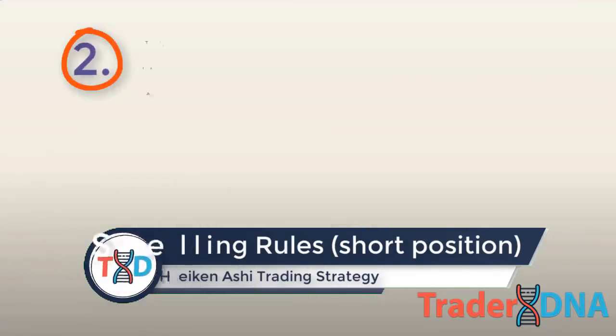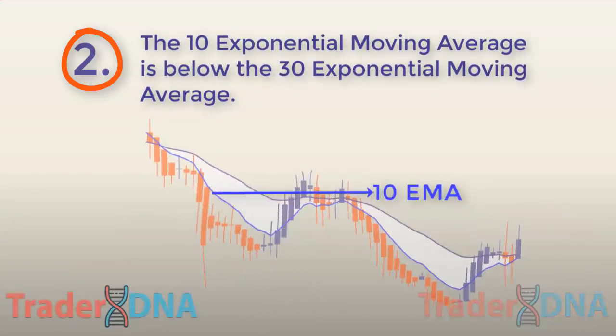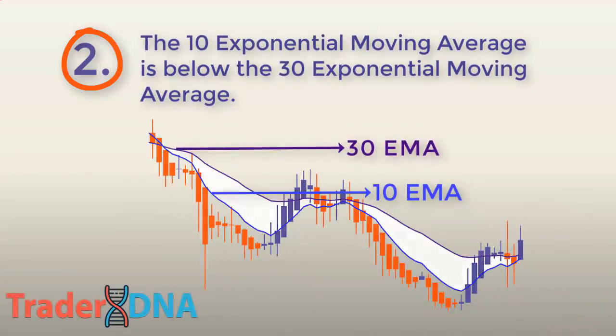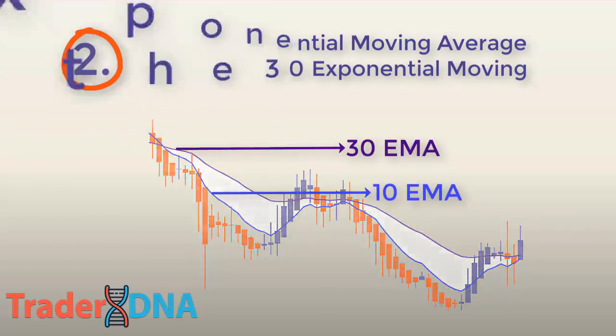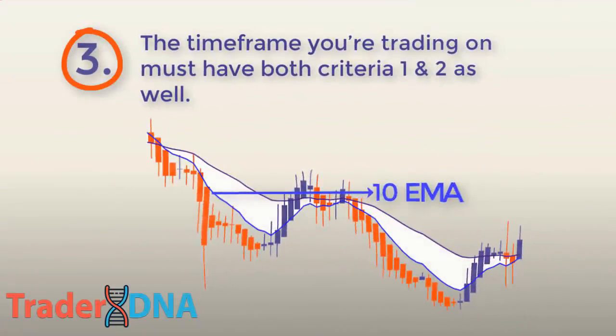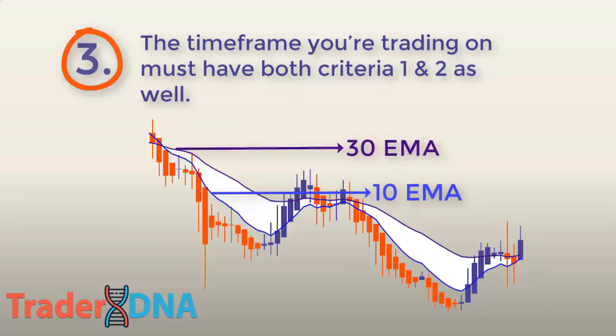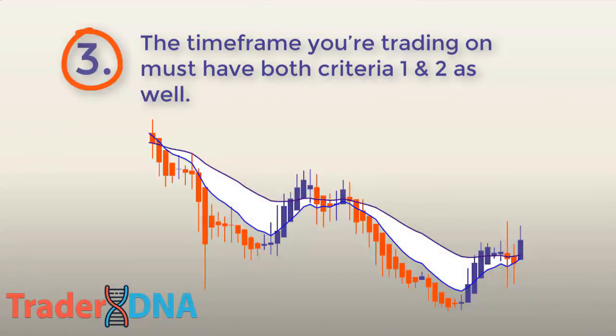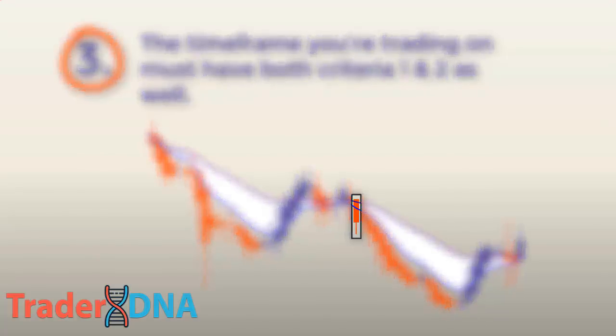Criteria number 2. The 10 exponential moving average is below the 30 exponential moving average. This is straightforward, and you should have no difficulties identifying this on your chart by now. Criteria number 3. The time frame you're trading on must have both criteria 1 and 2 as well. Once you have all 3 criteria, I will look to go short when price bounces off either of the exponential moving averages and the first bearish Heiken Ashi is formed at a lower high.